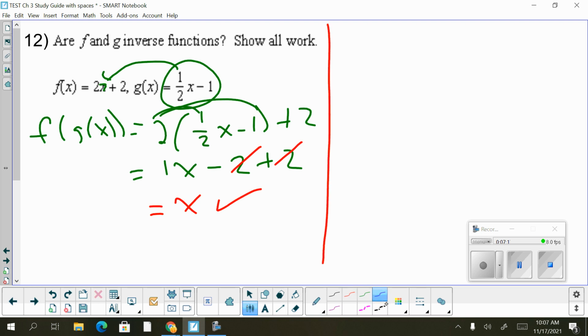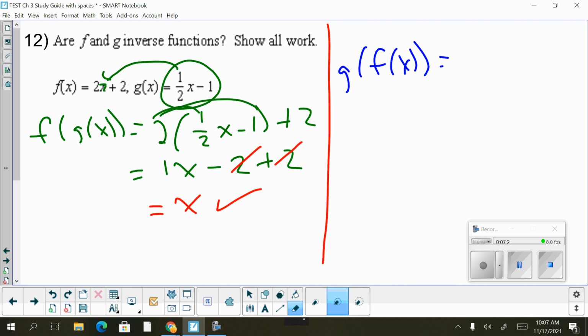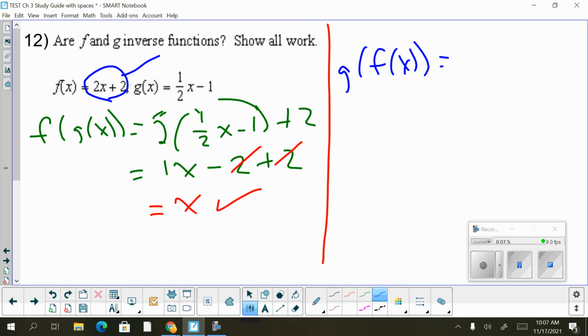Now we have to go the opposite direction. G of f of x. So I should probably erase my marks up here so I can show you how we're going to go the other direction. To go the other direction, we circle f, we put it into g. So it looks a little different, similar but different. It'll be 1/2 first, then our parentheses, 2x plus 2 minus 1.